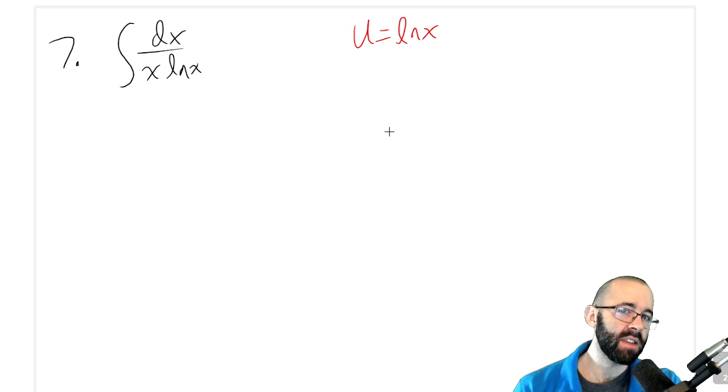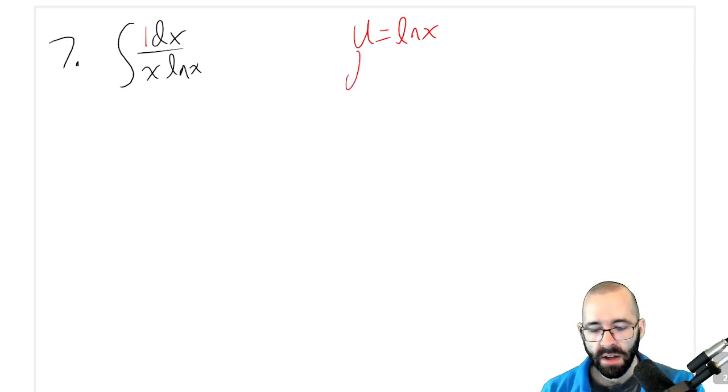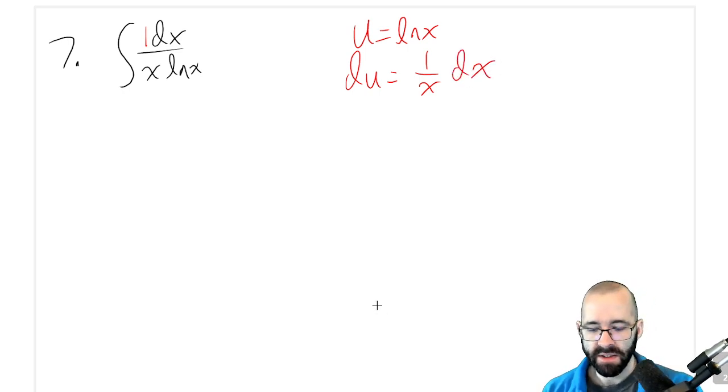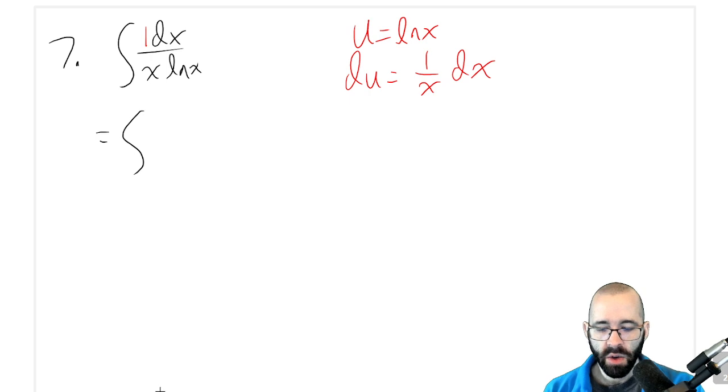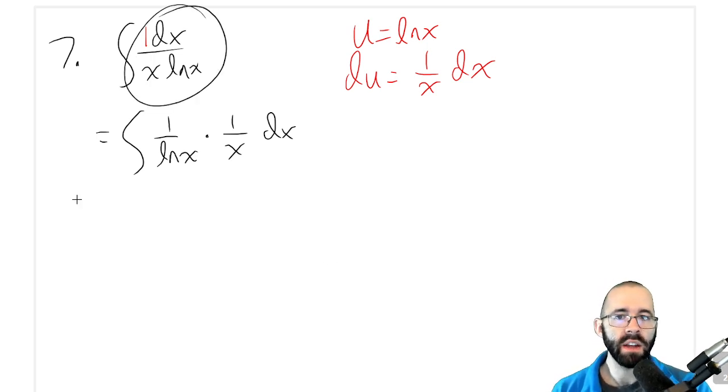How can we know that this is a good substitution? Because the derivative of natural log is 1 over x. And we have a 1 over x right there. So du is the derivative, which is 1 over x. We have that from our 2.5 formulas. And this is great because this is exactly what we have. If we wanted to, we could rewrite this as 1 divided by the natural log of x times 1 over x times dx. Because if we combine everything, we'll get what we started with.